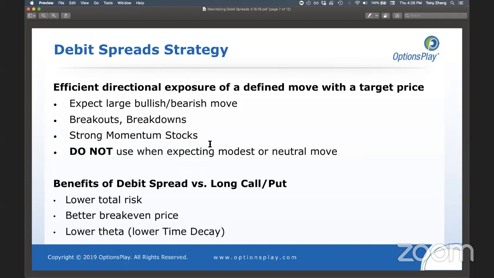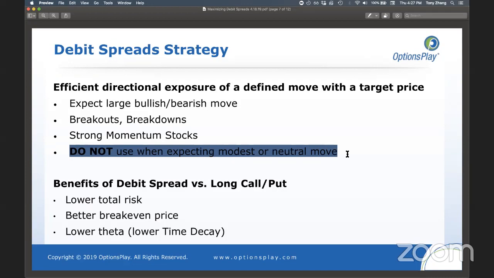So the strategy itself, now that we've defined how to construct a debit spread, I want to talk a little bit about when you should utilize it. Number one, debit spreads are really for when you're expecting a large bullish or bearish move. With buying a call or a put, you need a decent size move before the strategy is profitable. The debit spread doesn't change that too much. You still need a decent size move before the strategy is profitable. So this is typically useful for breakouts or breakdowns, when a stock breaks above a certain resistance level or below a support level, or maybe bounces off a support or resistance level where you have a clear target price. These are also useful in strong momentum stocks that can move a lot. And lastly, if you expect a more modest or neutral move, that's when a debit spread is not an ideal strategy to utilize.